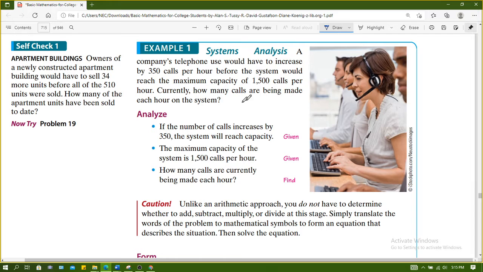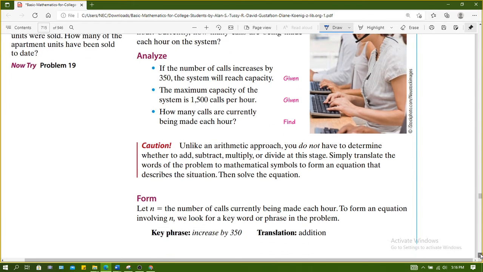So take note of the keywords that you can find in the original problem. Increase by 350. The maximum capacity of the system is 1,500 calls per hour. That means the ceiling, and it can be the one that we will write at the right side. And the real problem is how many calls are currently being made each hour. You need to take note of the question.